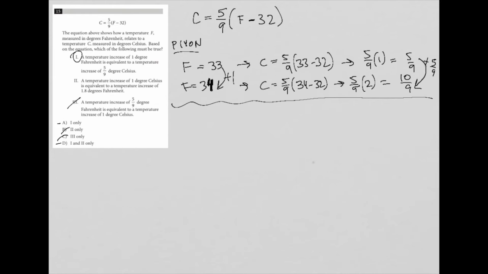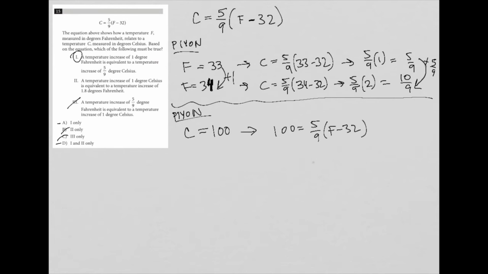Option 2 says a temperature increase of 1 degree Celsius is equivalent to a temperature increase of 1.8 degrees Fahrenheit. Well, let's try that. Again, I'm going to use the exact same plug-in-your-own-number method. If initially C was equal to, I don't know, let's say 100, what would happen? I'd have 100 equals 5/9 (F minus 32).